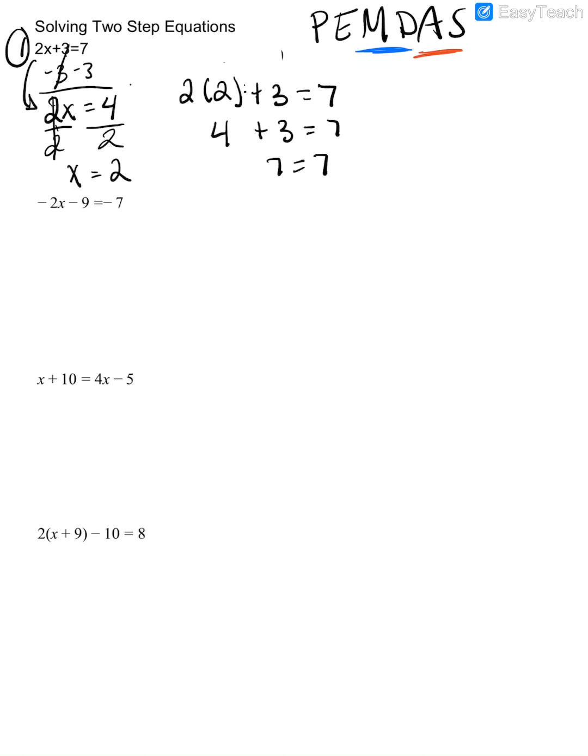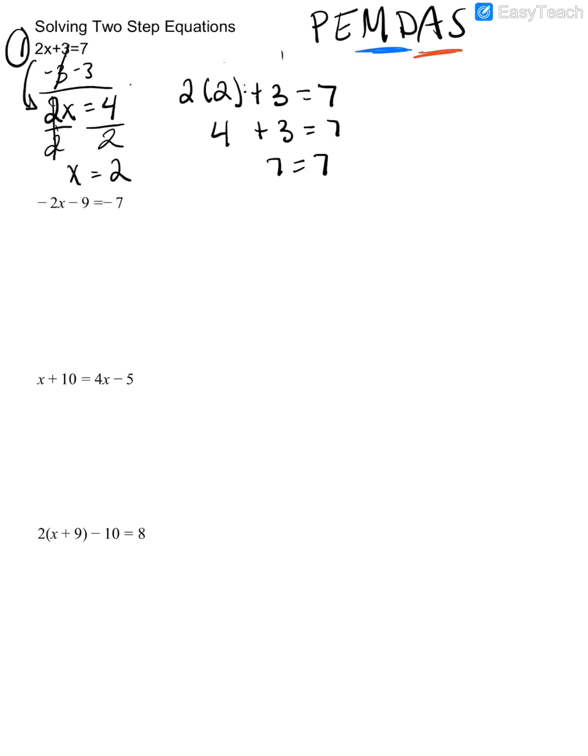So we're going to start with add or subtract. Are there any like terms here? Let's see. Our 2x has an x next to it. We have a -9 and a -7. So what we want to do is add the 9 to both sides, because we want to get the x alone. There's a lot of things with the x right now. We have a -2, a -9, and we want to get the x completely alone.